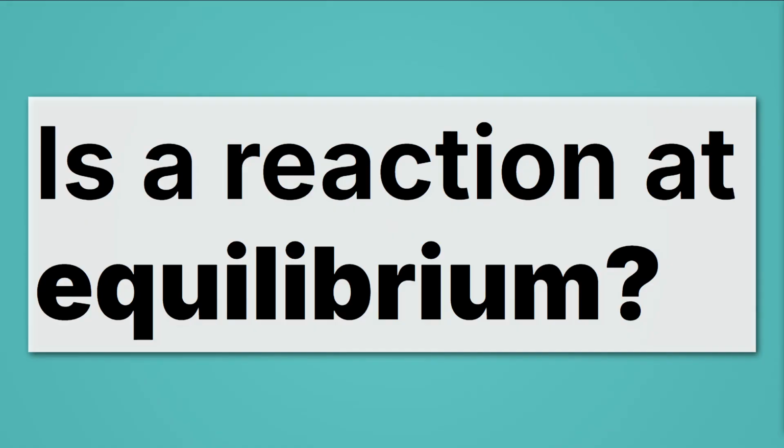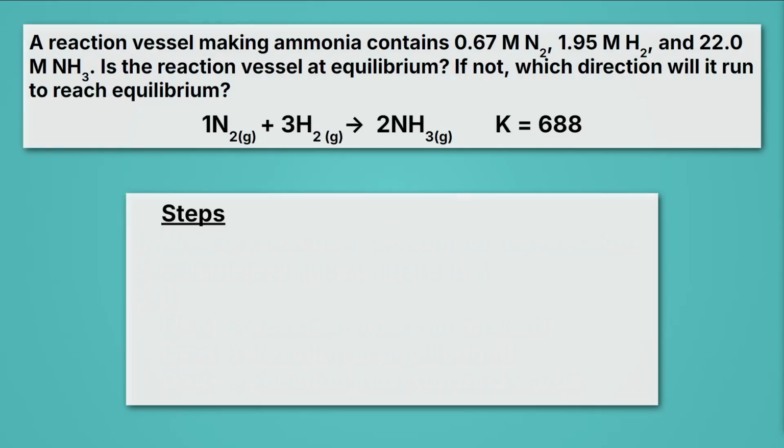Now let's consider, is a reaction at equilibrium? The reaction we'll consider is the Bosch-Haber process. This question says, a reaction vessel making ammonia contains 0.67 molar N2, 1.95 molar H2, and 22 molar NH3. Is the reaction vessel at equilibrium? If not, which direction will it run to reach equilibrium?